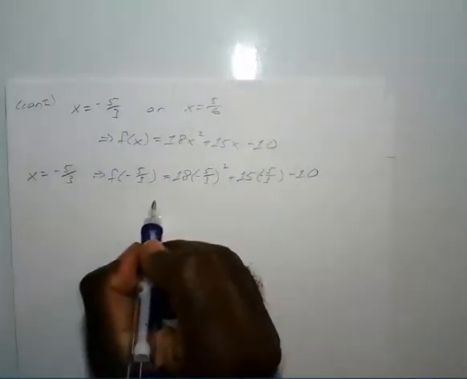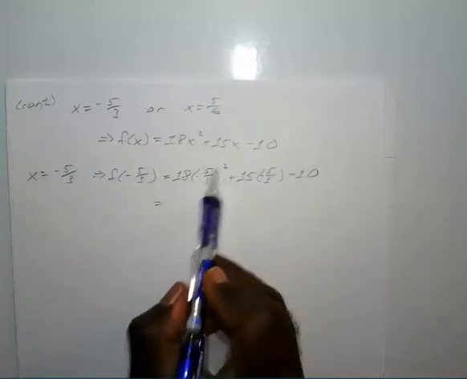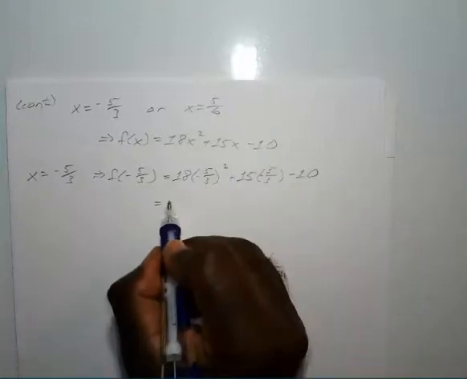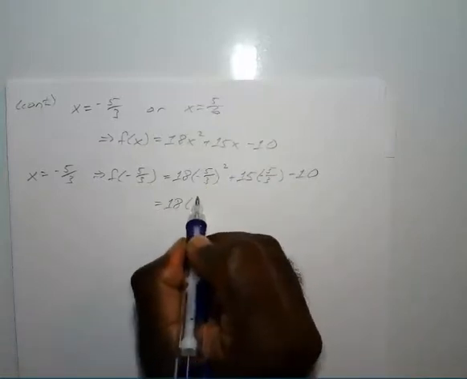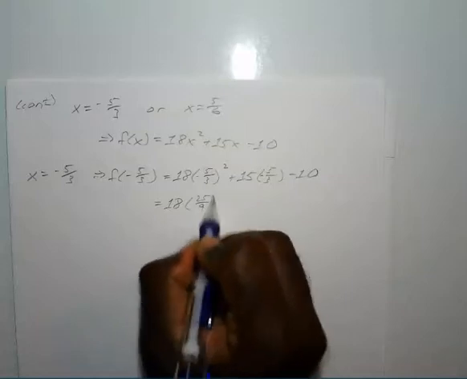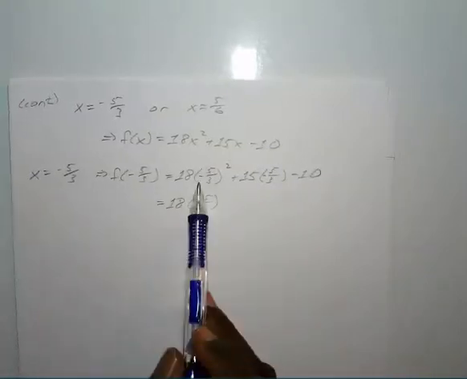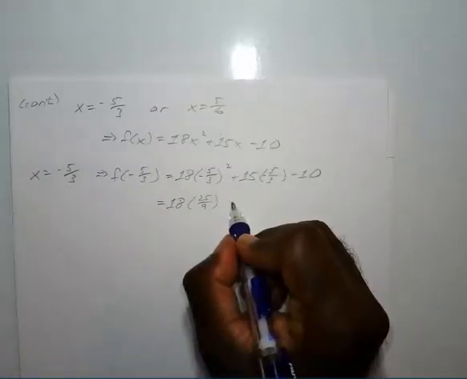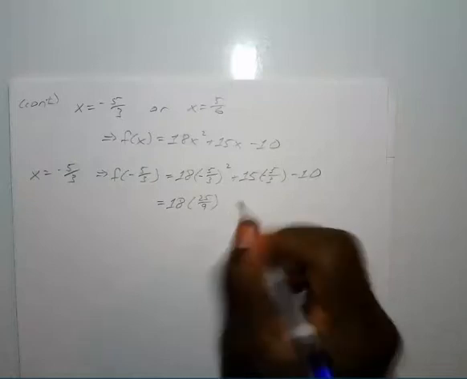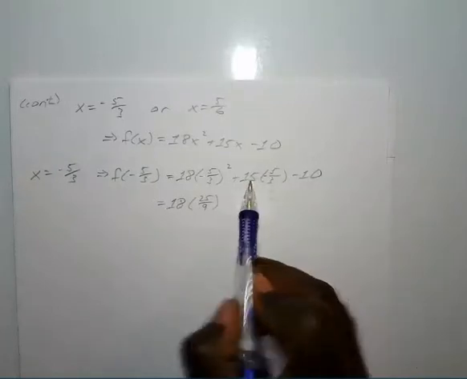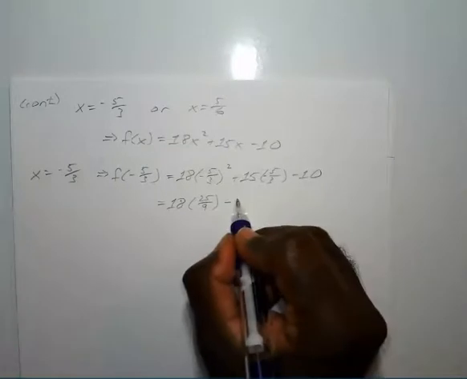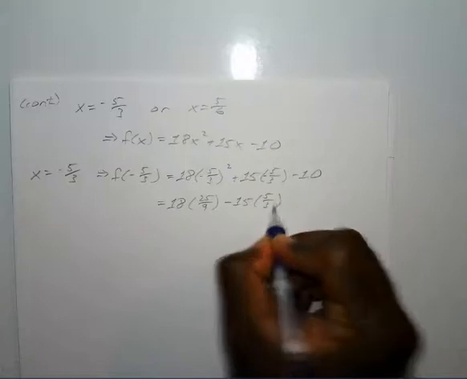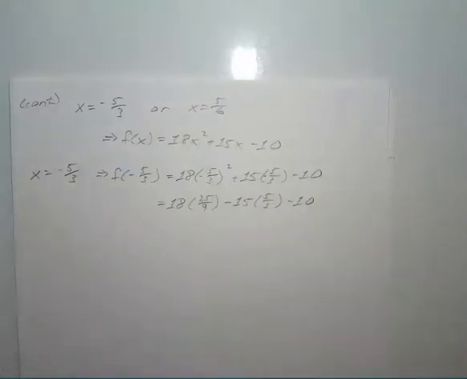Alright, so if we go ahead and simplify this, negative 5 over 3 squared is negative 5 over 3 times negative 5 over 3. So that becomes 18 times 25 over 9, since negative times negative will be positive. Since that's a positive times a negative, we can make that minus 15 times 5 over 3 minus 10.